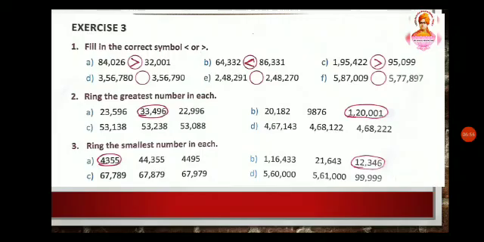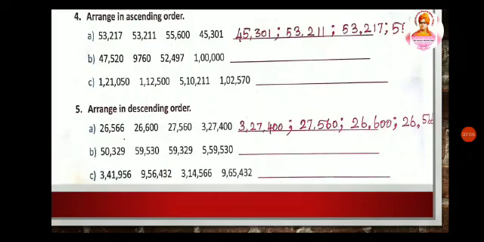Then the third question, ring the smallest number in each. Here we circle the smallest number from the given numbers. Then arrange in ascending order and arrange in descending order. As I arranged the first sum, in the same way you arrange the remaining two sums. In ascending order, I told you before, you arrange the numbers from small to big. In descending order you arrange the numbers from big to small. So like that you can do the sums given in the exercise.